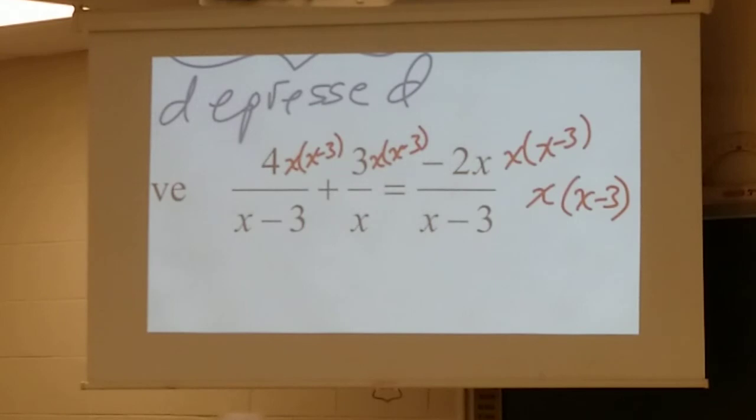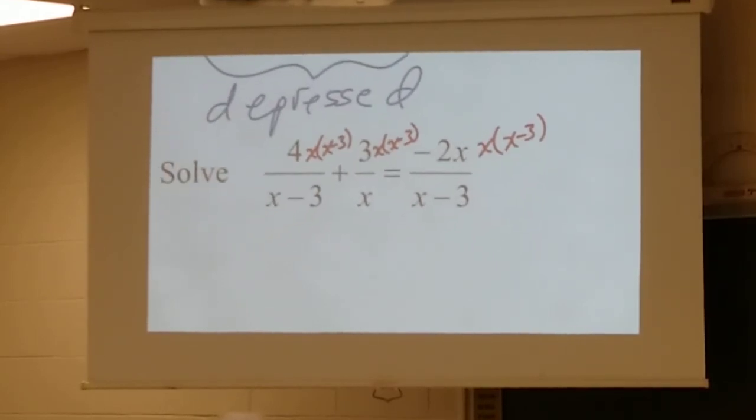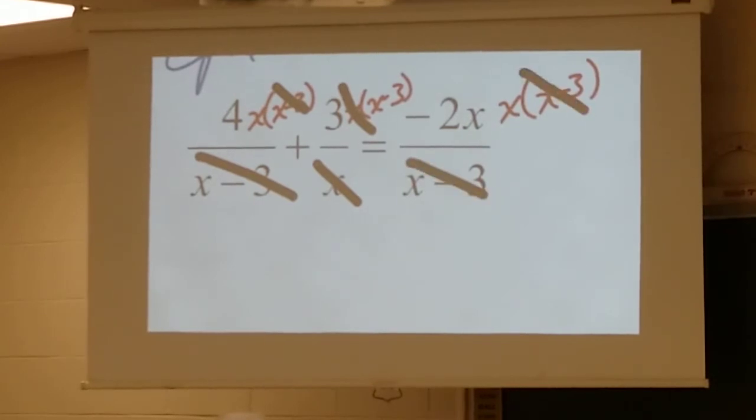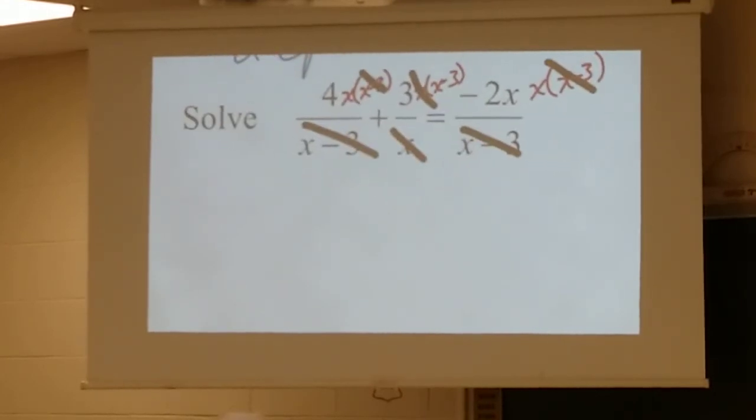Remember, that's called the LCD, and it had each factor represented. Now, the cool thing here is that I can go to the business of canceling the denominator. So x minus 3 cancels, x cancels, and x minus 3 cancels. Of course, you've got to keep track of what's left. What's left is still a 4x. What's left is a 3 with an x minus 3. And what's left is a negative 2x, but with an x. Don't forget that single x.